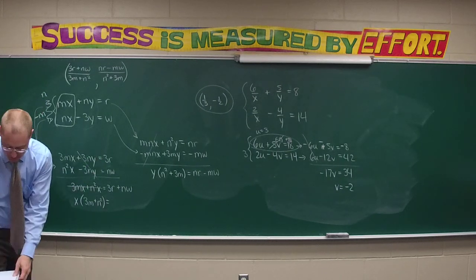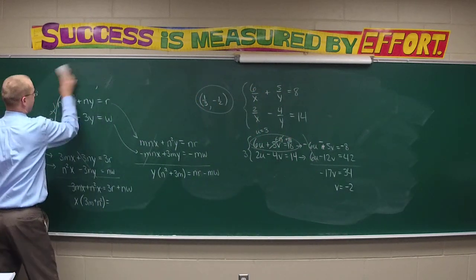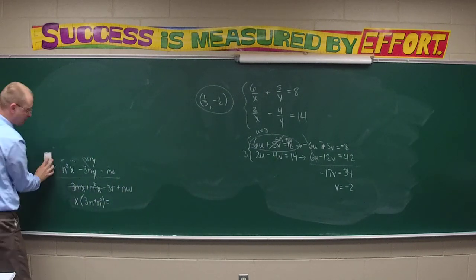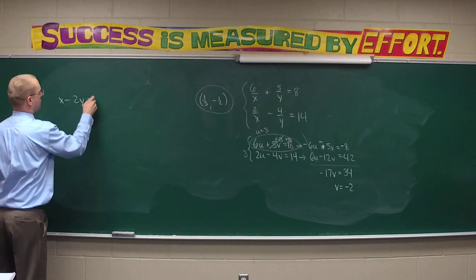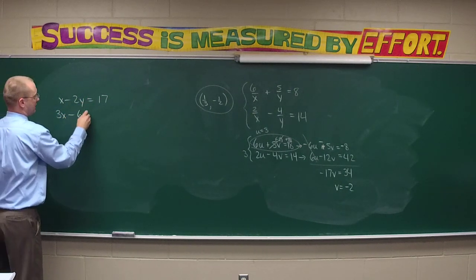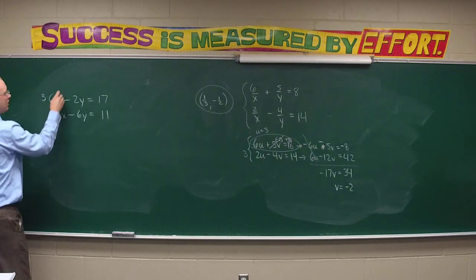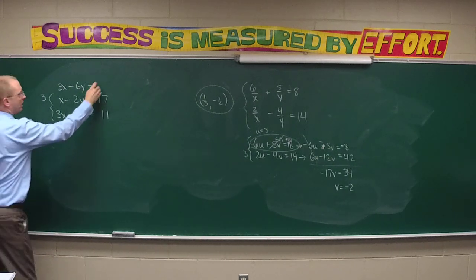All right. Write this one down if you would, please. x minus 2y equals 17, and 3x minus 6y equals 11. What do we need to do on this problem, Kendall? You can multiply the top by 3, to get 3x minus 6y equals 51.